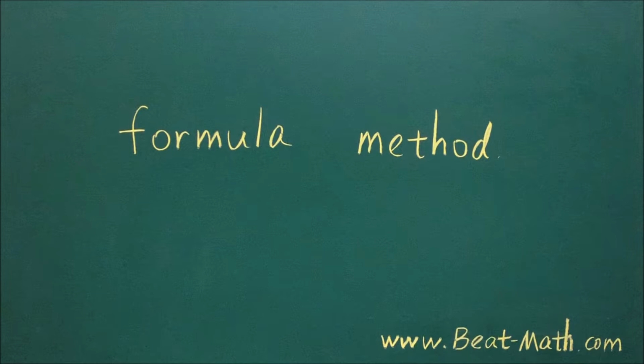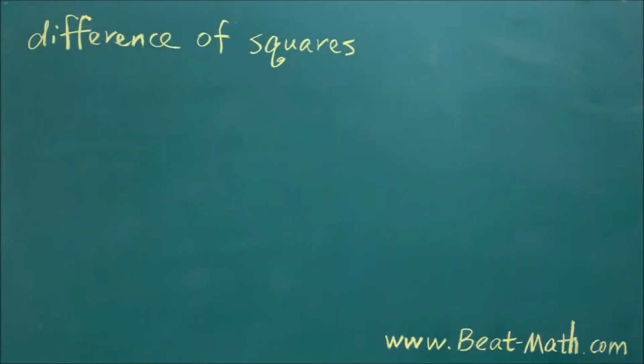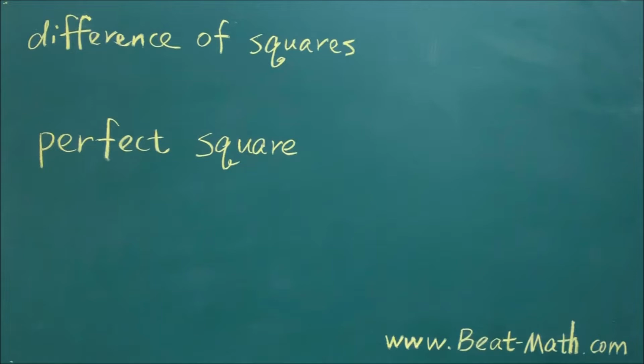Today, I'm going to show you another method of factoring called the formula method. There are two different formulas used in factorization. One is the difference of squares, and the other is the perfect square formula. Don't panic if you have never heard of them. They are not as difficult as they sound.